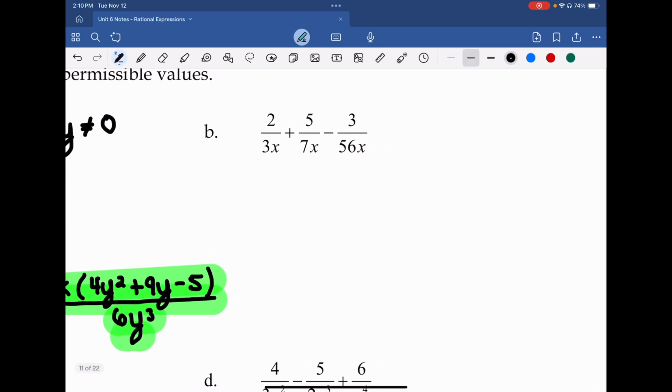Okay, let's move on to part B. Very, very similar. We're going to state our MPV right away off to the side. MPV is where x cannot equal 0.